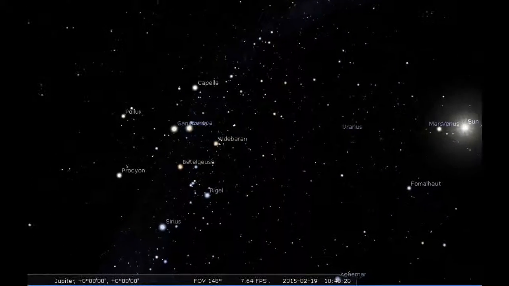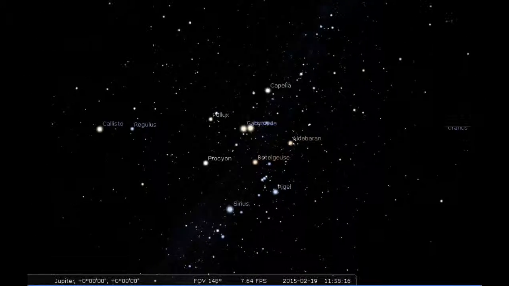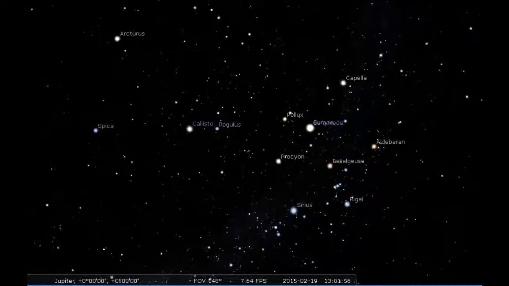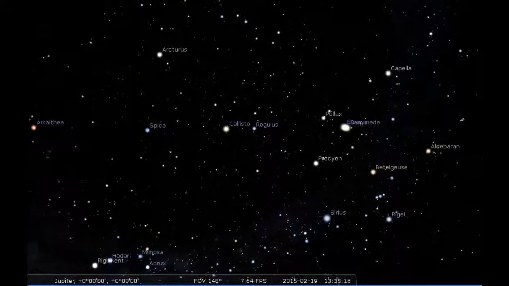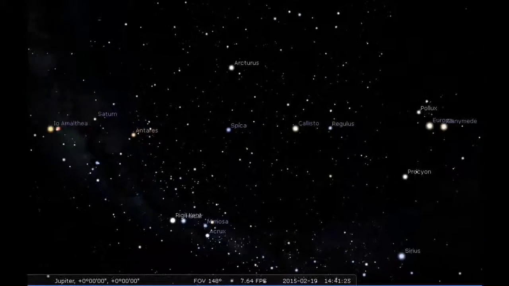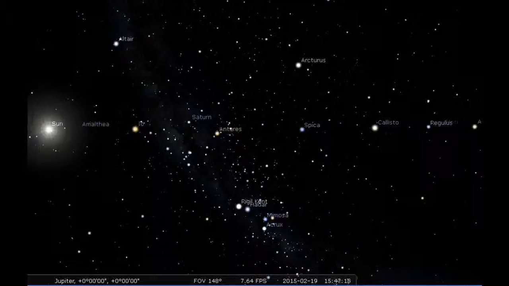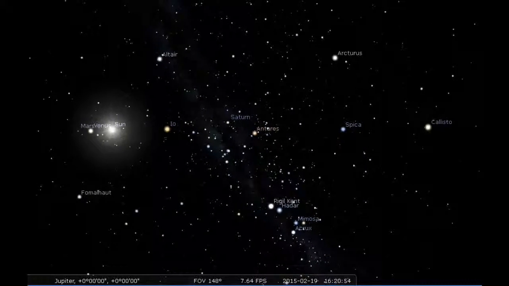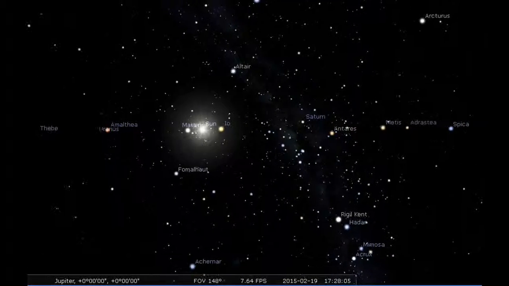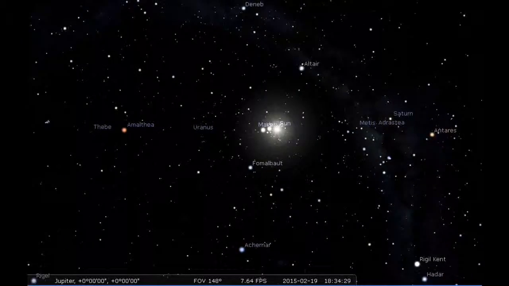Goes Europa passing in front of Ganymede. And there's Io going between the Sun and Jupiter. From our point of view, that's a transit.